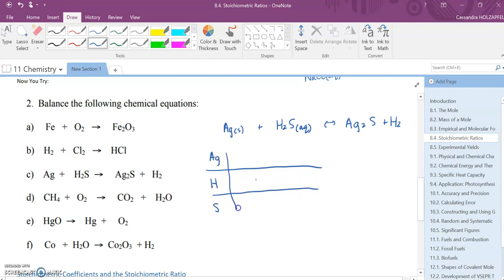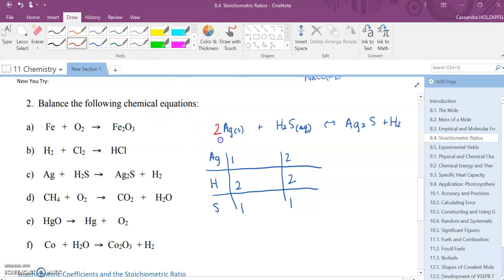Okay, so on my left-hand side, I've got 1 silver, 2 hydrogens, and 1 sulfide. On my right-hand side, I've got 2 silvers, 1 sulfide still, and 2 hydrogens. Okay, so for this one, I think I might start off with the hydrogens, which are already balanced, because there's 2 hydrogens. The sulfides are already balanced, so the only thing that we've got left to balance is going to be the silver. So this is going to be a nice easy one.